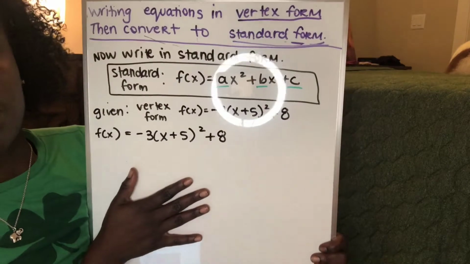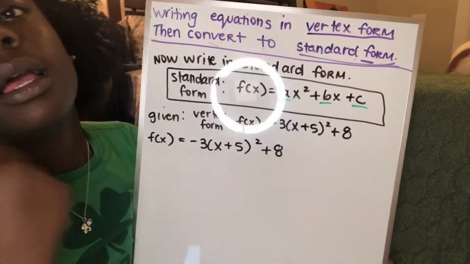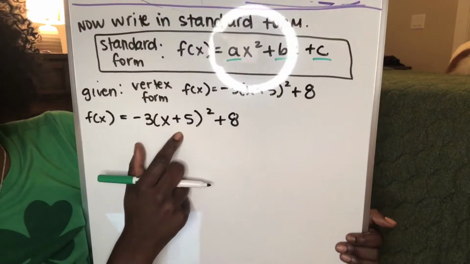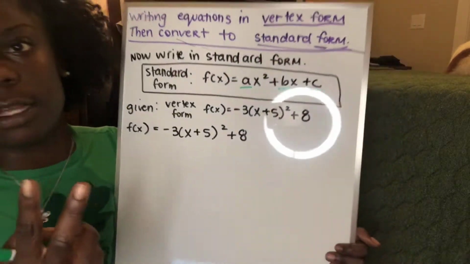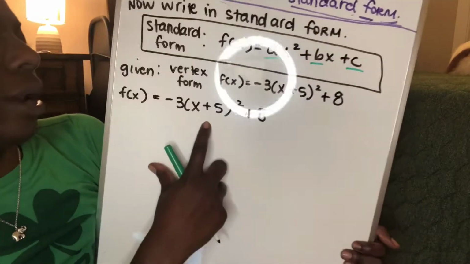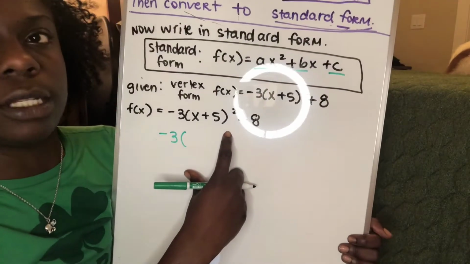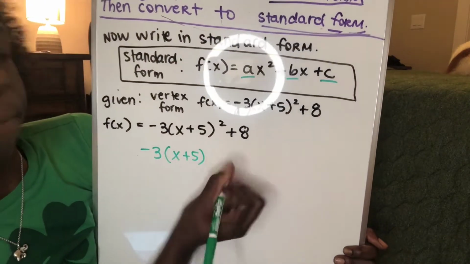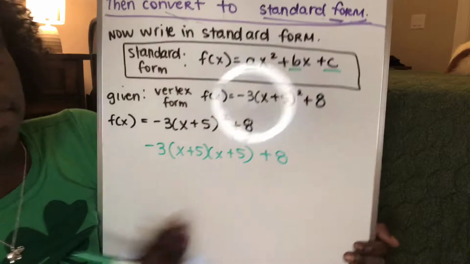Now I'm going to show you how to solve this in order to write it in standard form. As you see, we have negative 3, which is being multiplied by x plus 5, but x plus 5 is being squared. We know that squaring something means to multiply it by itself, okay? So I'm going to rewrite this: x plus 5 squared means x plus 5 times x plus 5. And then I'm going to bring down that plus 8.